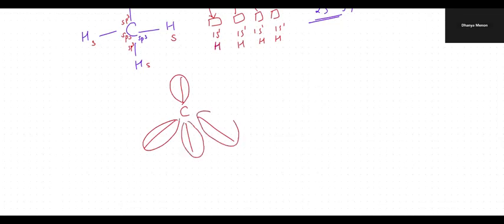And this is hydrogen. Which orbital of hydrogen is overlapping? S. This is the 2nd hydrogen with s orbital. 3rd hydrogen. For hydrogen, s orbital is overlapping. This is the 4th hydrogen. S orbital is overlapping.